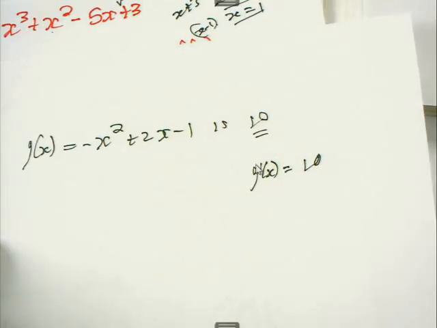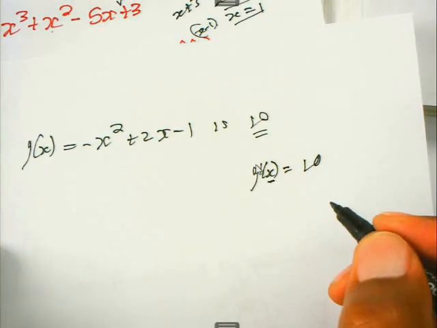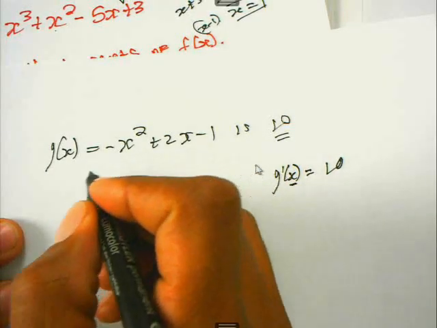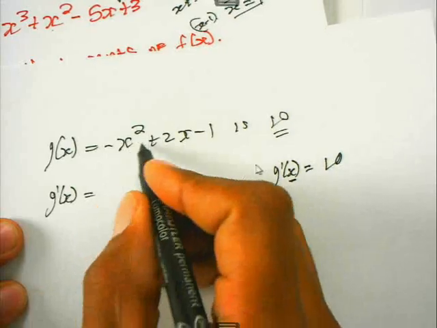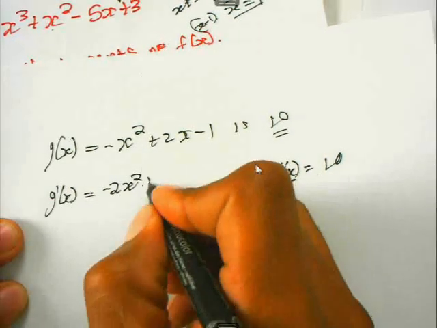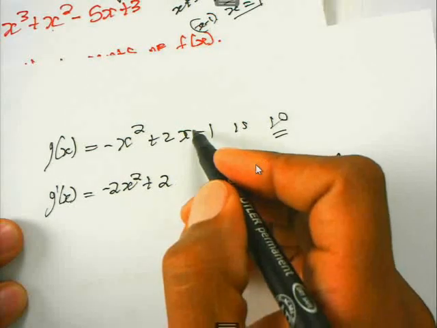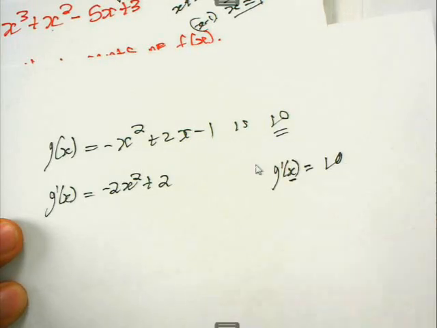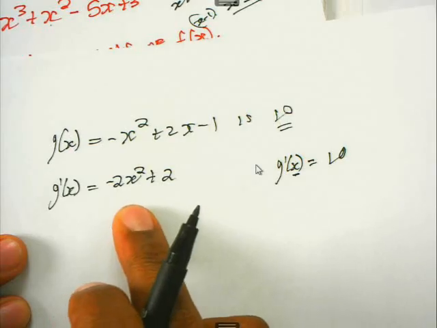To be 10. Now, what is it that we are looking for? We are looking for the value of x. Is that correct? Good. Now, it means we must find the derivative of these functions here. We say, okay, g prime of x is equal to minus 2x squared, which is great, plus what? Plus 2. Is that correct? Because this is a 1 here, then 1 times 2 is 2. Now, what is the derivative of minus 1? That is 0. Good. Now, we have g prime of x is equal to minus 2x squared plus 2.